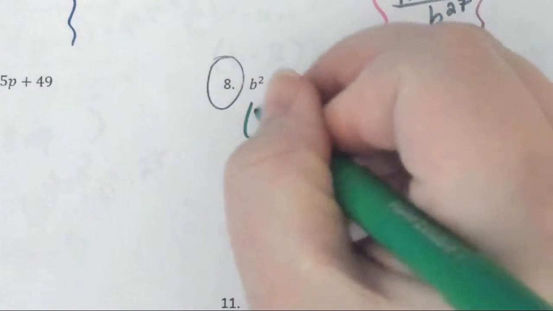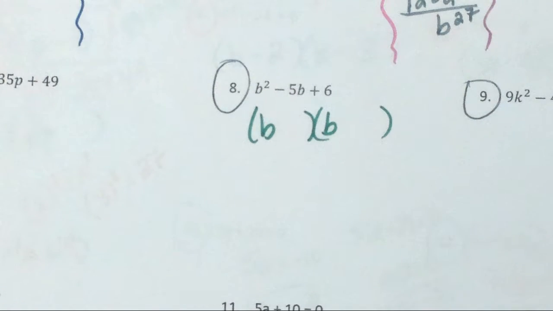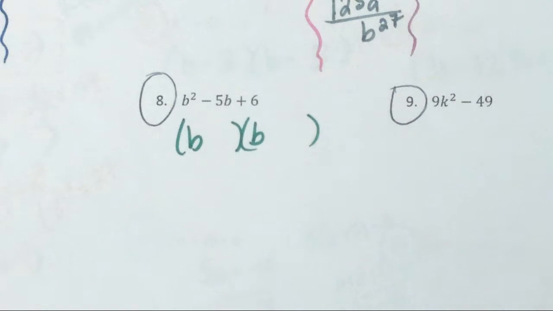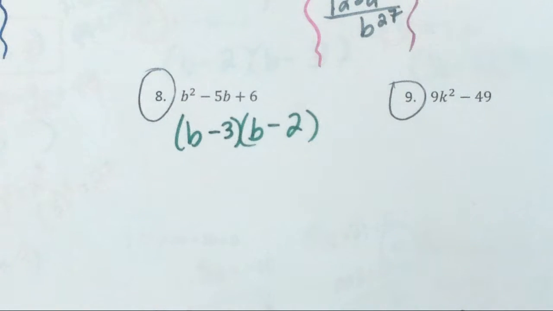It's an easy factor. What and what? Okay, -3, -2. -3 minus 2 is -5. -3 times -2 is +6.